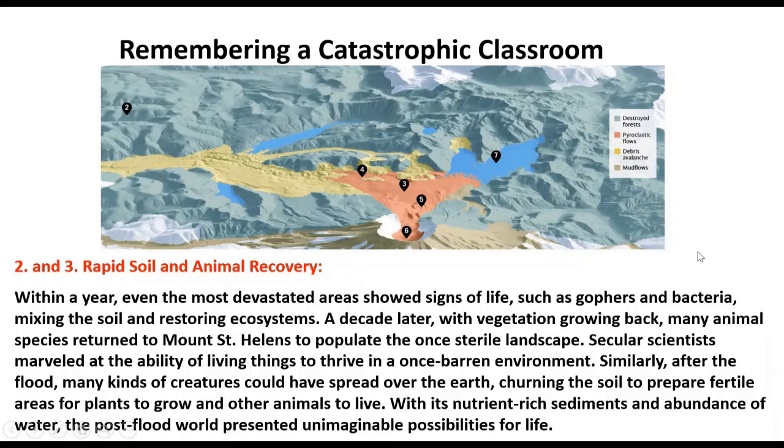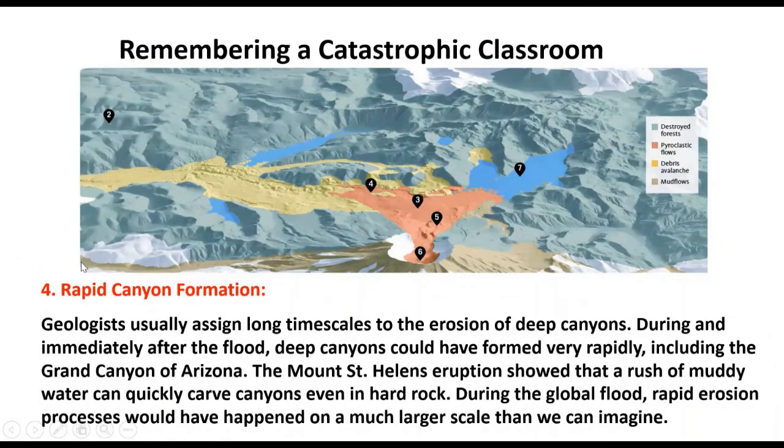Okay, so rapid canyon formation. Number 4, geologists usually assign long time scales to the erosion of deep canyons. So they say the canyons take a long, long time. During and immediately after the flood, deep canyons could have formed very quickly, including the Grand Canyon of Arizona. The Mount St. Helens eruption showed that a rush of muddy water can quickly carve canyons even in hard rock.